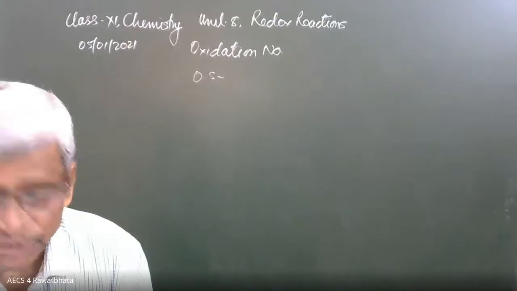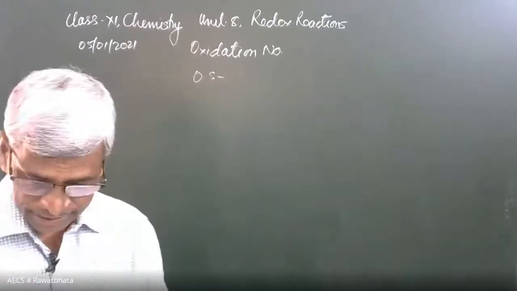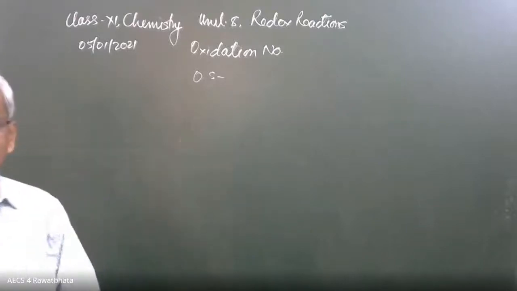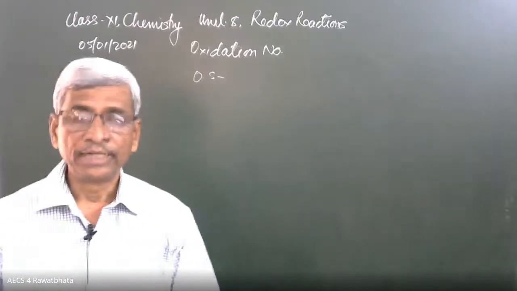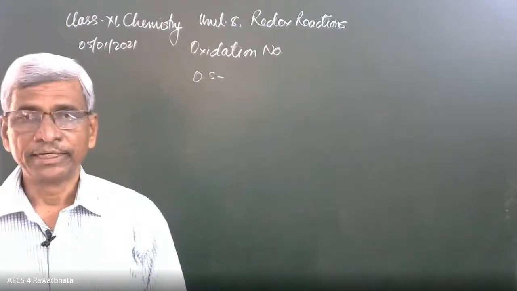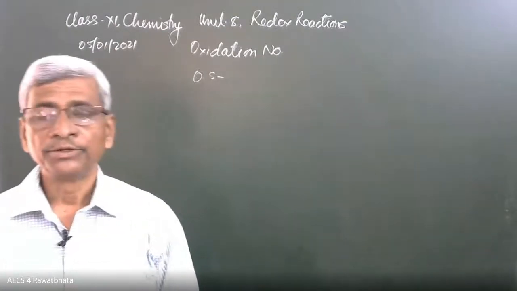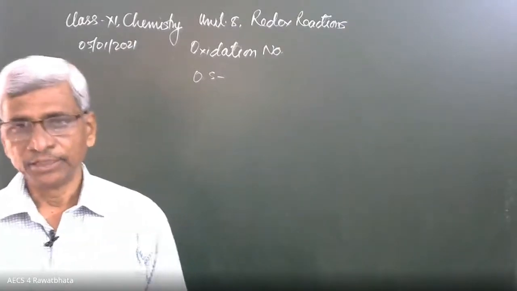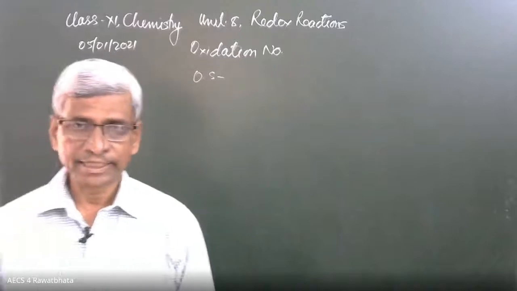Then 33, 35. Yes. So, oxidation state never fraction, maybe negative, maybe positive, and oxidation state never exceeds 8, and it never exceeds the valence electrons present in the element. That is the limitation, that is the thing we have to take care.